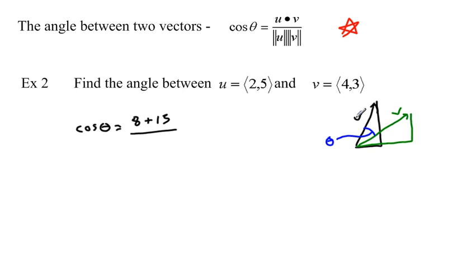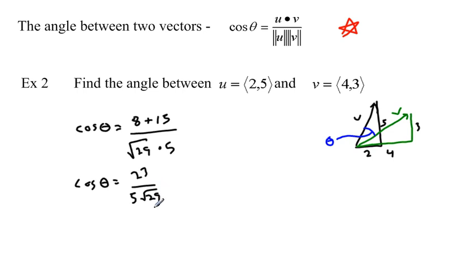Over the magnitude of u. Well, I can use the Pythagorean theorem here to find the magnitude of u. That's going to be 2 squared plus 5 squared. That's 4 plus 25, which is the square root of 29, times the magnitude of v. Well, we have 4 here and 3 here. 4 squared is 16. 3 squared is 9. That's going to be the square root of 25, which is 5. Now let me simplify this. So I get the cosine of theta equals 23 over 5 square root of 29.